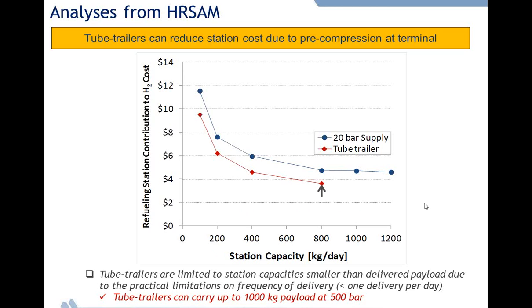Funding for type 3 and type 4 tube trailers is aimed at understanding how lightweight tubes could carry more payload. Now we see tube trailers can carry up to 1,000 kilograms payload at 500 bar. Next slide, please.